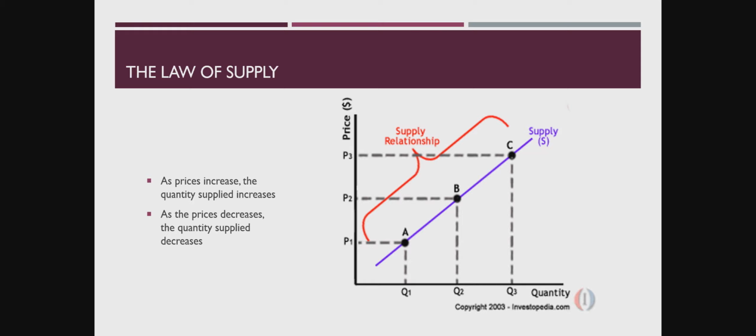To better understand this relationship, just think of what the main objective of businesses is. It's to make a profit. So the reason why the quantity they supply increases is purely because there's more money to be made at any given price.